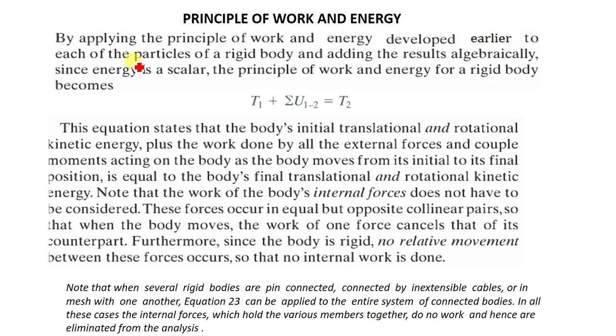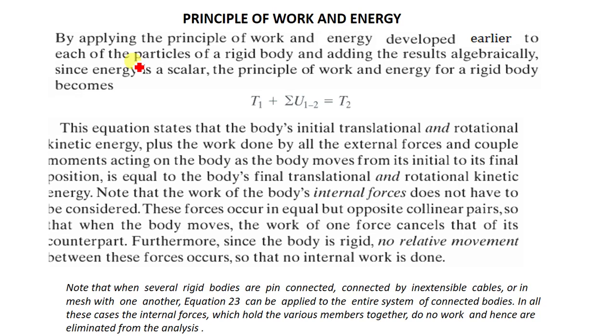Yeah, so this equation states that the body's initial translational and rotational kinetic energy, plus the work done by all the external forces and couple moments acting on the body as the body moves from its initial to its final position, is equal to the body's final translational and rotational kinetic energy. So you should also note that the work of the body's internal forces does not have to be considered. These forces occur in equal but opposite collinear pairs.